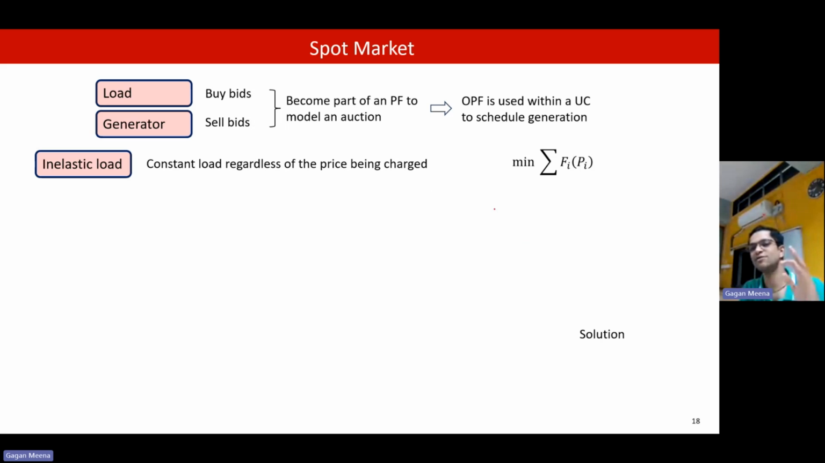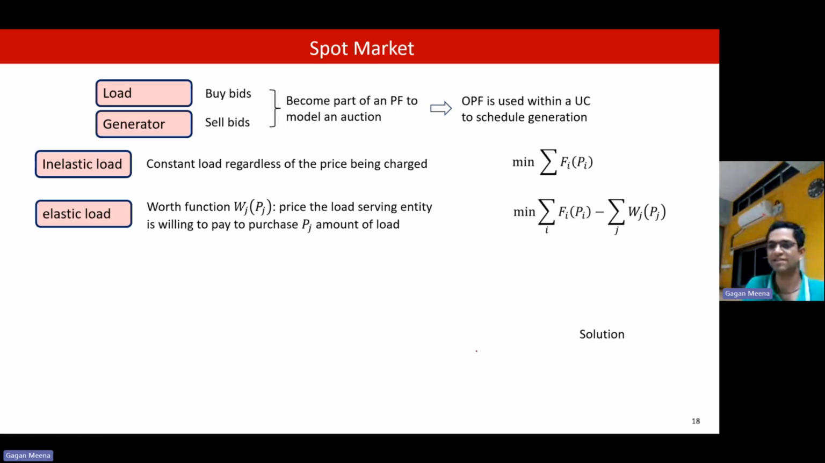In that case, the load is constant regardless of the price being charged, and the objective function is to minimize only the cost. Only generator bids are involved in the objective function. It becomes a cost minimization problem. If elastic load is there, then there is a worth function for this type of decremental cost, and the price of the load serving entity provides the price the entity is willing to pay to purchase an amount of load Pj. In this case, the objective function is the sum of Fi minus Wj Pj. It can also be written as maximize the summation of WjPj minus FiPi. If written in such a form, it is called a social welfare maximization problem.